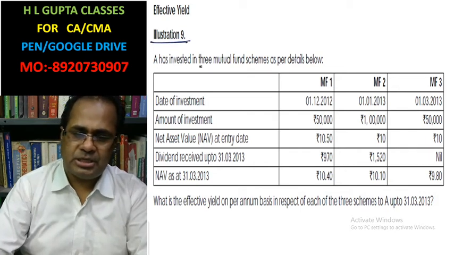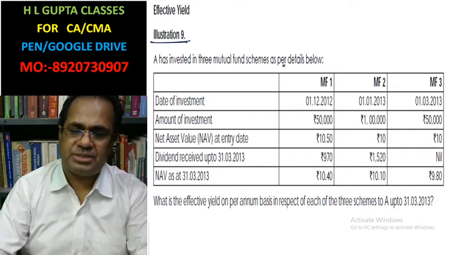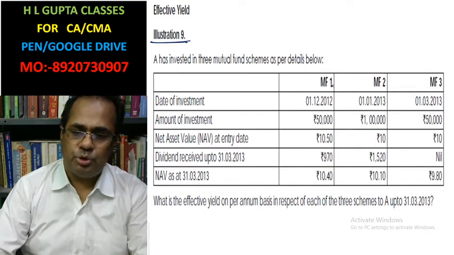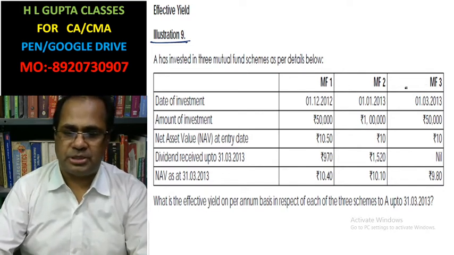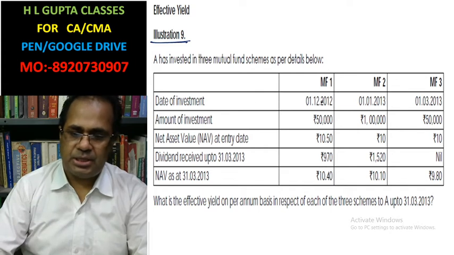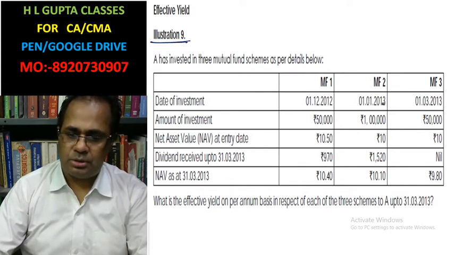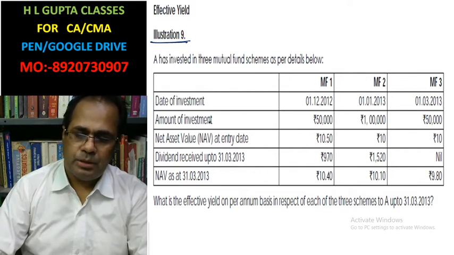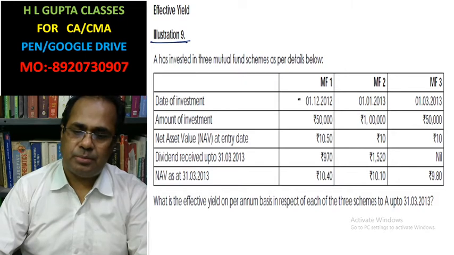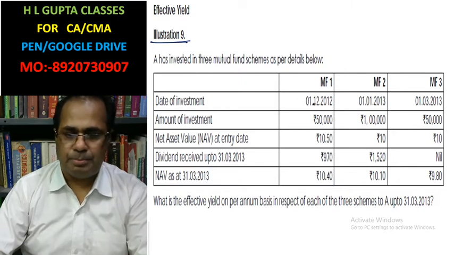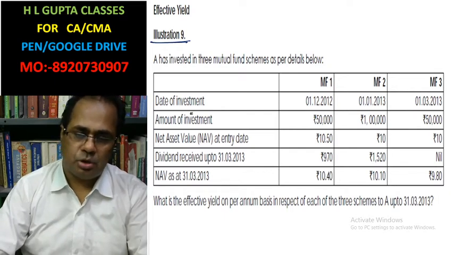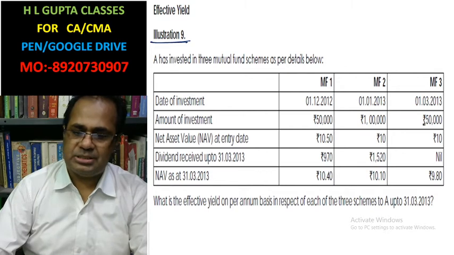A has invested in three mutual fund schemes as per the details below. Mutual fund 1, mutual fund 2, mutual fund 3. Date of investment: 01/12/2012, 01/01/2013, 01/03/2013. This is invested in December, this is in January and this is in March. The amount of investment is given.